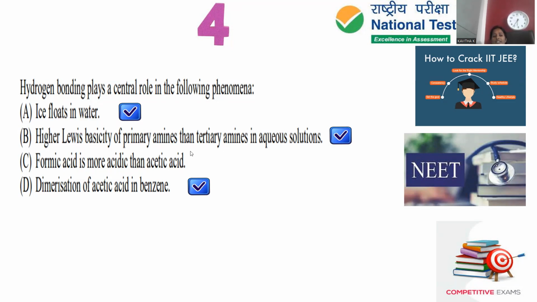Higher Lewis basicity of primary amines than the tertiary amines in the aqueous solution. That is purely because, in both cases, amines are composed of nitrogens only. But the basicity of primary amines is higher in comparison to the tertiary amines. Why? Because tertiary amines are sterically hindered.